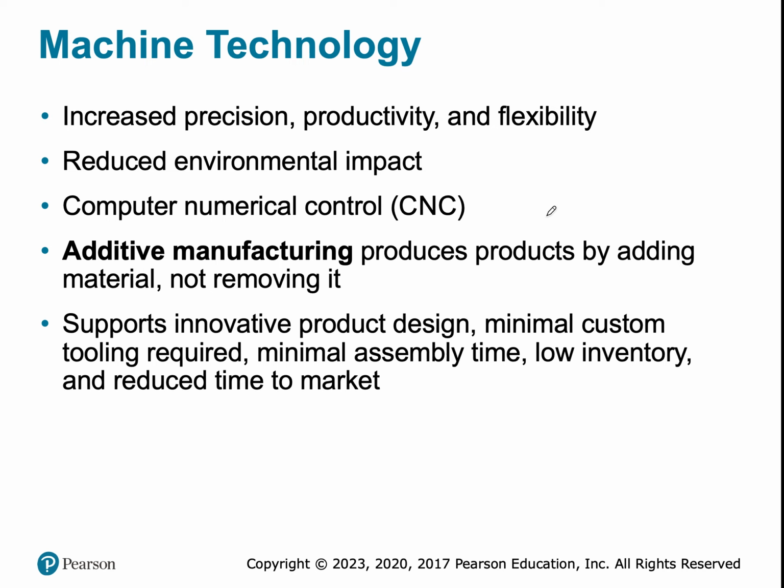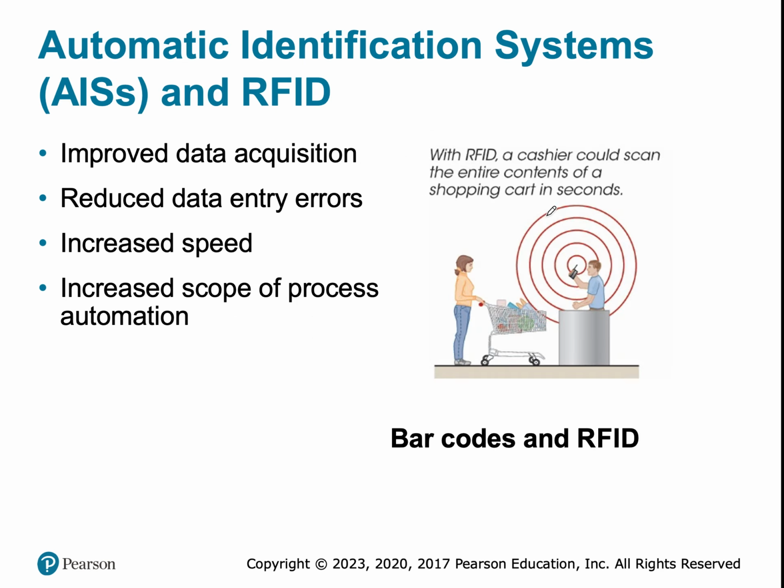We'll talk about the advantages. Computer numerical control, adaptive manufacturing processes to produce products by adding materials, not removing them. All of these are the advantages that come with this automated system. Now, whether it's AIS, which is the automatic identification system, or RFID, radio frequency identification, in any of these, it's becoming automated, right? Here we get improved data acquisition and reduced data entry errors.